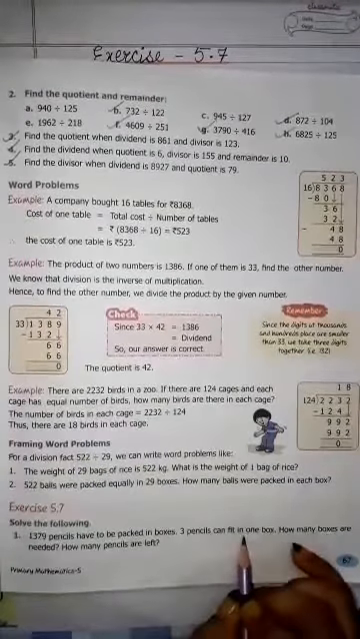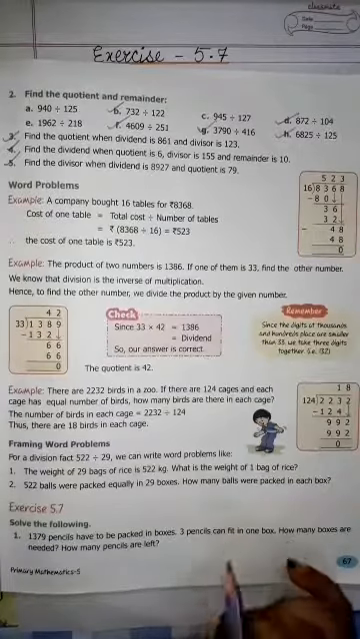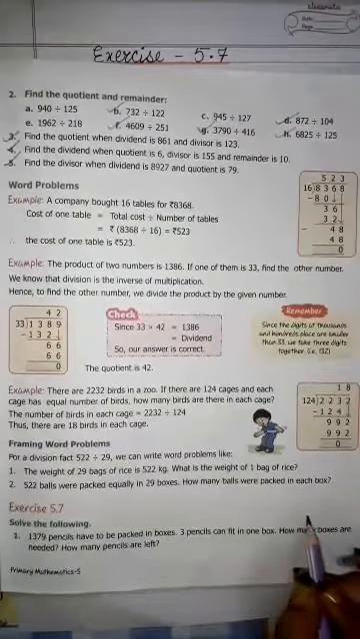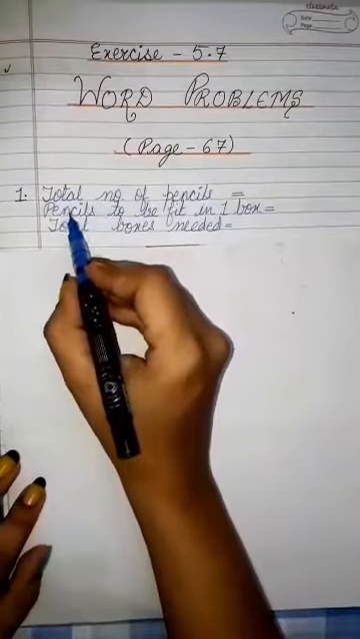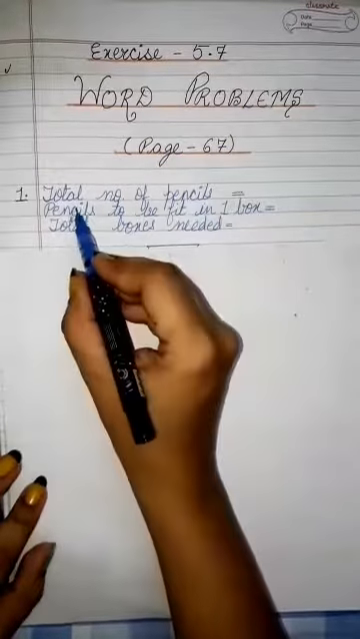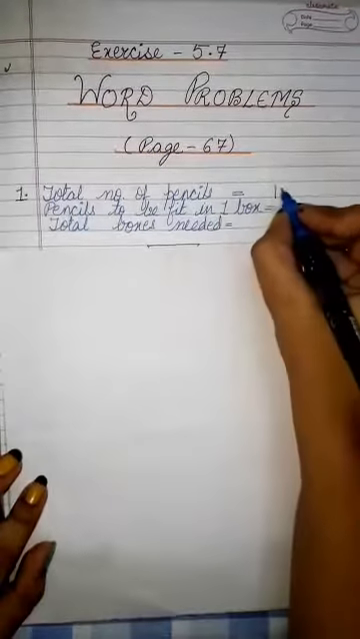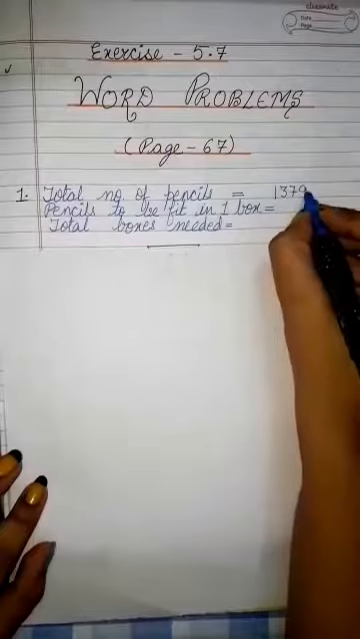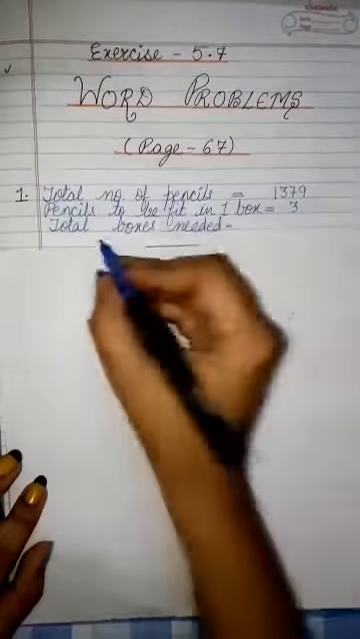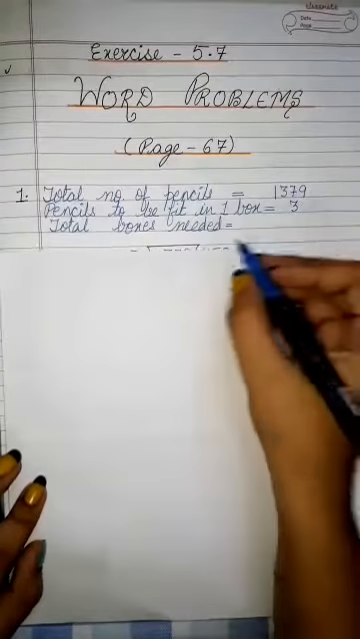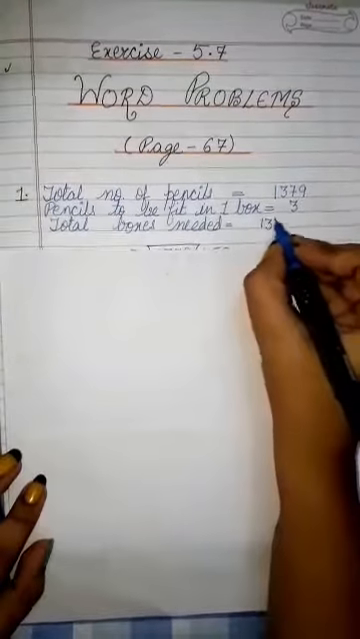When the measurement or the thing is given for one and they are asking for many, what do we do? We do division. So let's see the solution, children. See, children, for word problems, we write the statement. The total number of pencils is 1379. And pencils to be fitted in one box, 3. Total boxes needed.